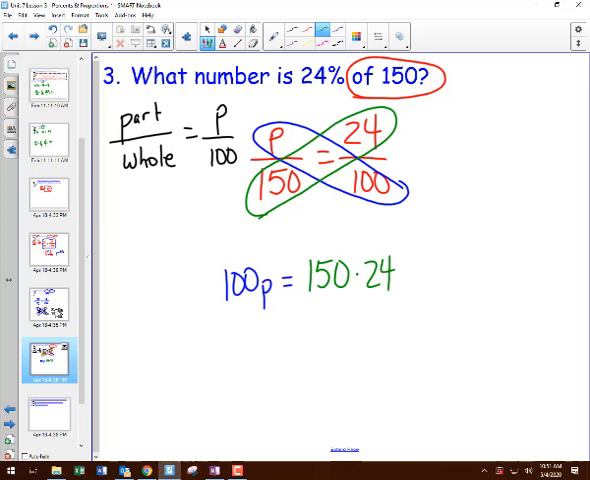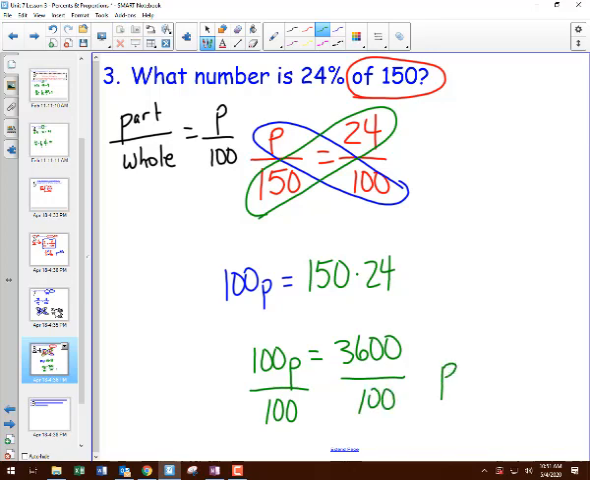Okay, when I simplify that down, I get 3,600 here. And I just have 100P. Okay, one step problem here, I just have to isolate the variable, divide by the coefficient, which means divide both sides by 100. P is going to equal 36.